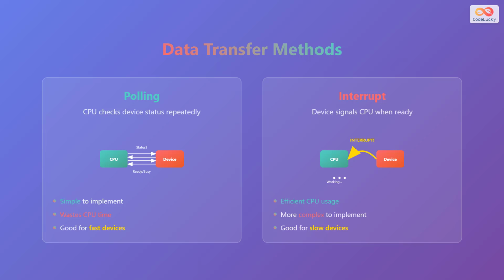There are primarily two data transfer methods: polling and interrupt. In polling, the central processing unit continuously checks the status of the device to see if it is ready for data transfer. It is simple to implement but wastes central processing unit time. It is good for fast devices. In interrupt method, the device signals the central processing unit when it is ready for data transfer. It provides efficient central processing unit usage, but is more complex to implement. It is good for slow devices.